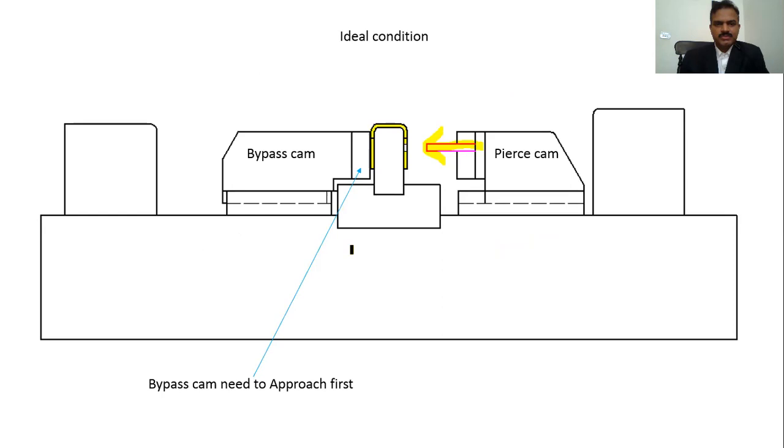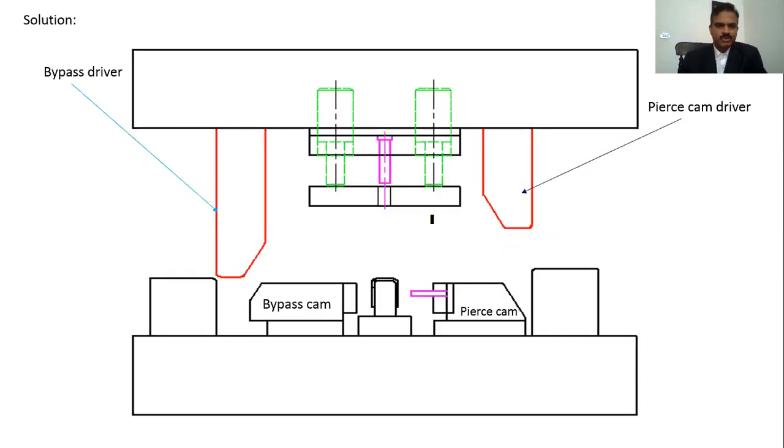So the support cam can be called the bypass cam, right? Now what you need to achieve is the cam should come and just support the back of the opposite flange before the punching takes place from the opposite side. So the best way to do it is make the driver of the bypass cam longer than the trim cam driver. See, this is short. See, this is short here, right?